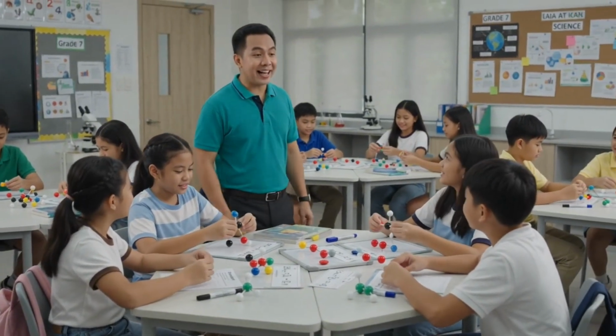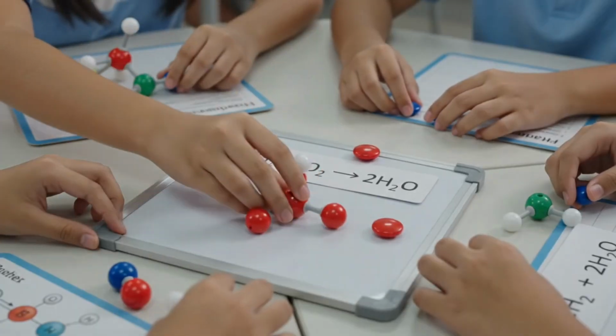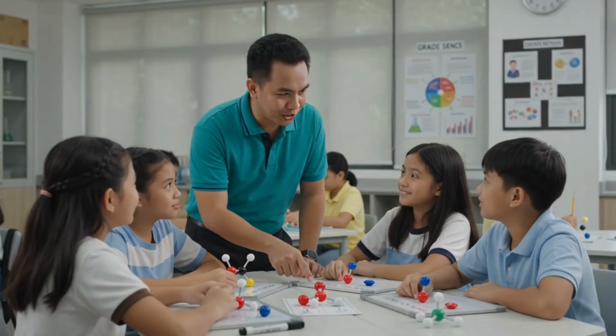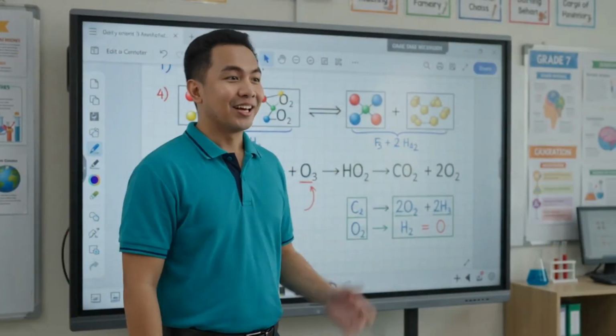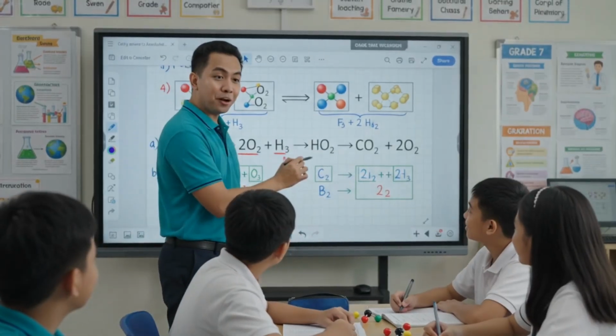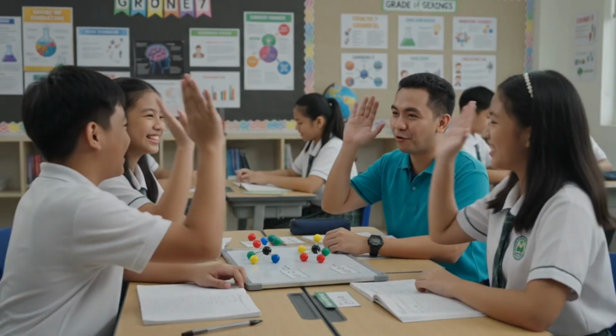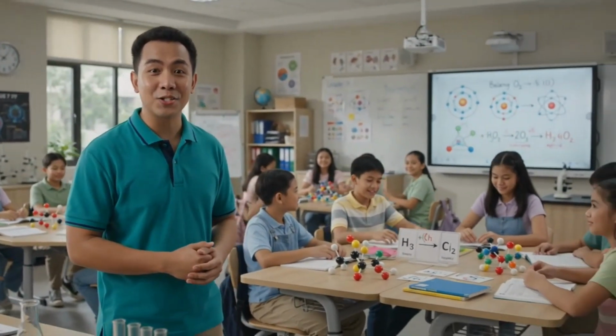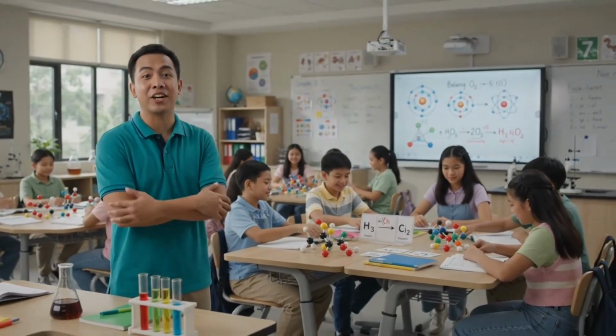Working together makes science even more exciting. Let's balance each equation by making sure every atom is counted correctly. Great teamwork! Every balanced equation shows that the number of atoms stays exactly the same before and after the reaction. Fantastic job, science explorers! Now you're ready to test your balancing skills with real chemical equations in our next adventure.